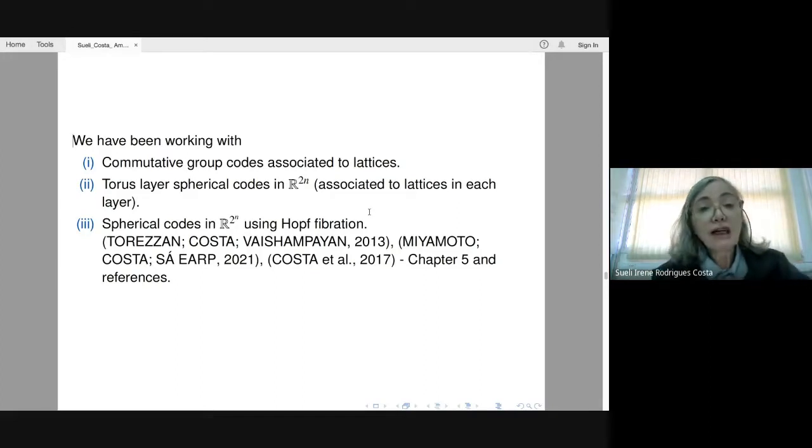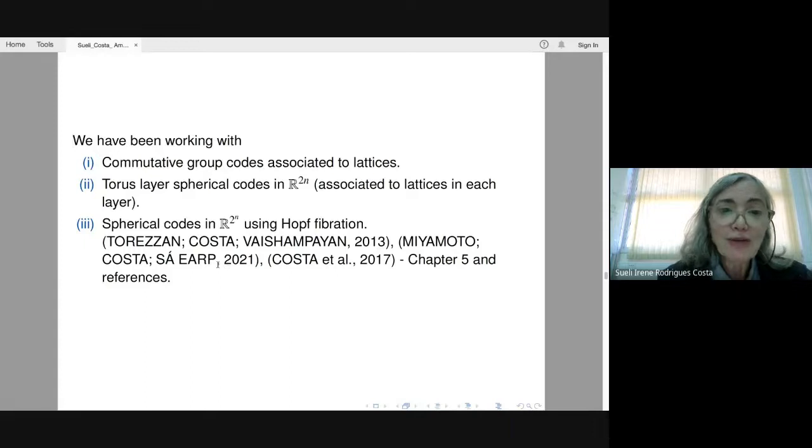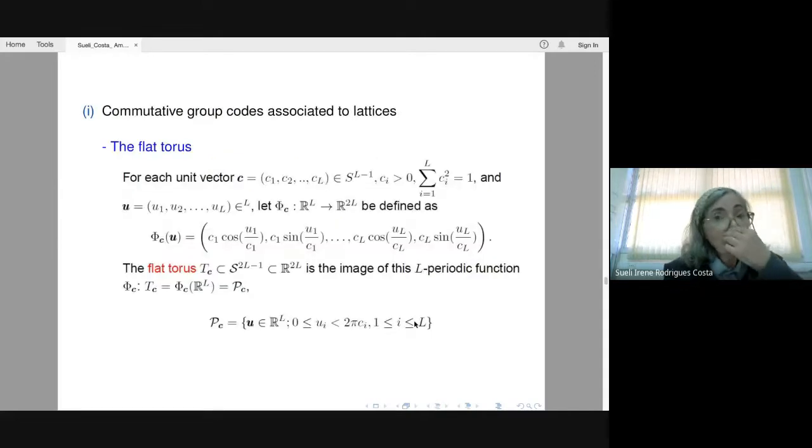And as a reference, this is a paper which deals with these torus layer codes, a recent article by Henrique Miyamoto, Henrique Saep, and myself. There's also a chapter in this small book we have, chapter 5, that talks about these spherical codes, right? So it's kind of all this. Let's go ahead. Commutative groups are associated to lattices.